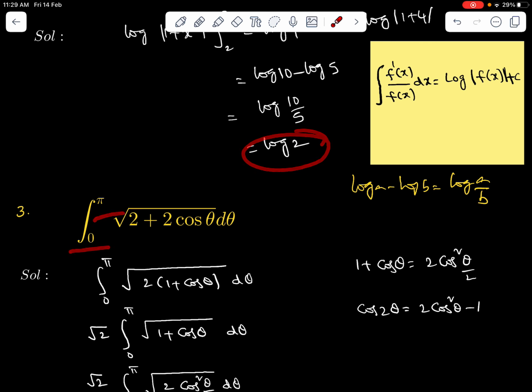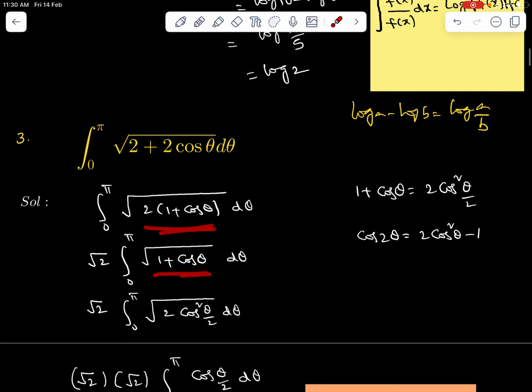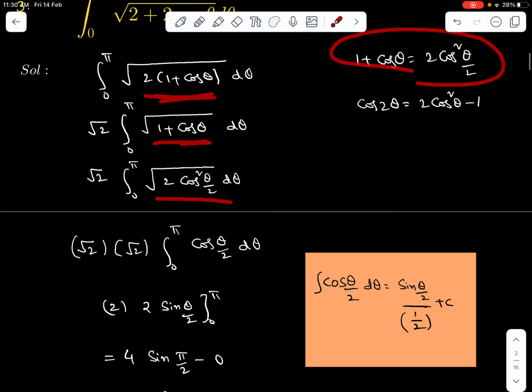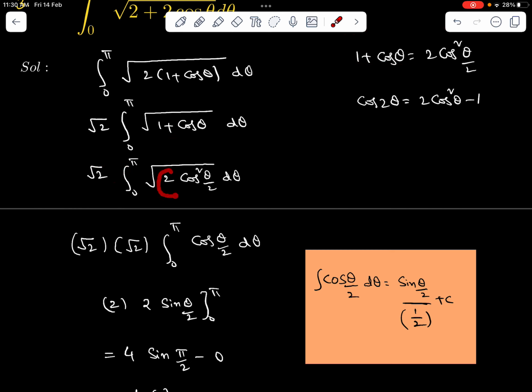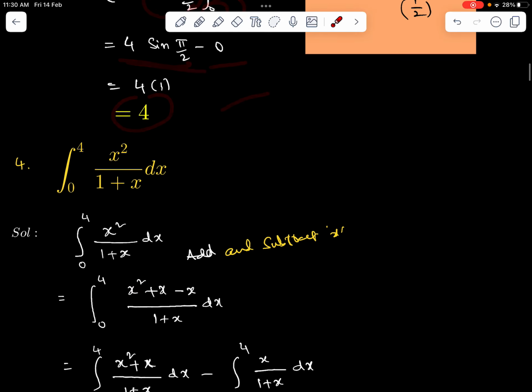Integral 0 to pi, third sum: integral 0 to pi of root over (2 plus 2 cos theta). Take 2 as the common, then 1 plus cos theta. Therefore, 1 plus cos theta is equal to 2 cos square theta by 2. That is equal to root 2, and you can take the 2 as the common here. Root 2 into root 2, integral 0 to pi of cos theta by 2. Integral of cos theta by 2 is equal to sin theta by 2 by 1 by 2. Therefore, 4 into sin theta by 2. Upper interval pi, lower interval 0. Therefore, 4 (sin pi by 2 minus 0). Therefore, the answer is 4.